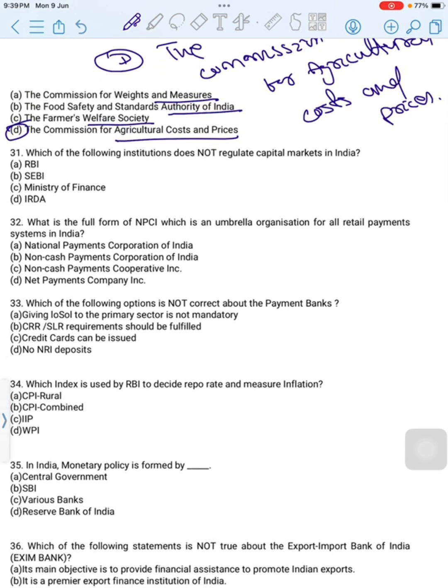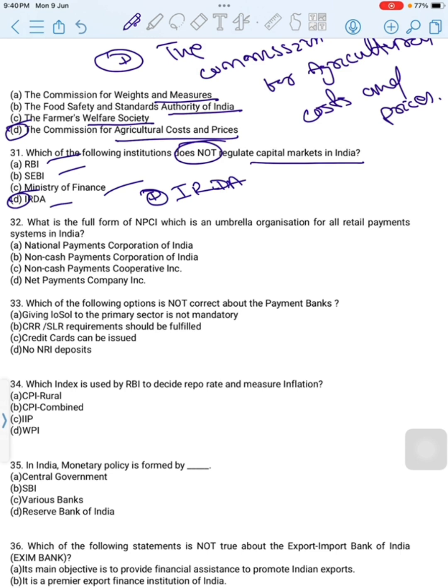Which of the following institutions does not regulate the capital market in India? First option is RBI, Reserve Bank of India. Second option is SEBI. Third option is Ministry of Finance. Last option is IRDA. Then the correct option is option D, IRDA. The Securities and Exchange Board of India, SEBI, the Ministry of Finance and the Reserve Bank of India are the three regulatory authorities governing India's capital market. But the one that does not regulate the capital market in India is IRDA.